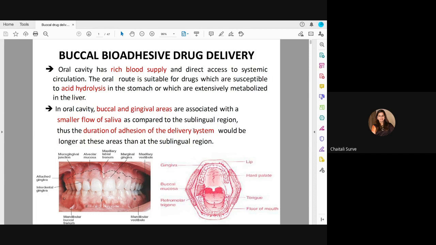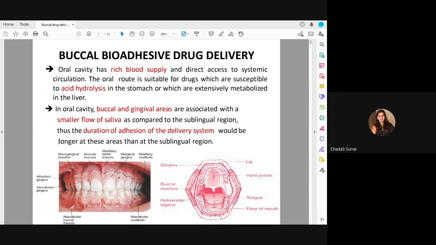So in that case, you will prefer going for a sublingual tablet rather than going for a sublingual mucoadhesive or bioadhesive kind of system, because there are chances that it will get dislodged because of the high flow of saliva in that area. Okay, so another factor that you should be considering is the duration of adhesion of the delivery system. In your buccal and your gingival route, duration of adhesion is very high as compared to your sublingual region. Okay, so this was the introduction to your buccal bioadhesive drug delivery.